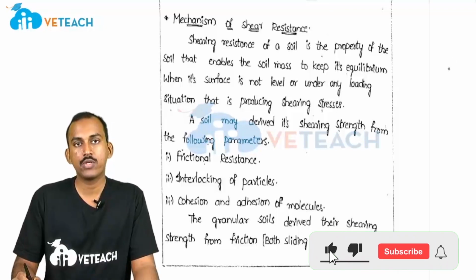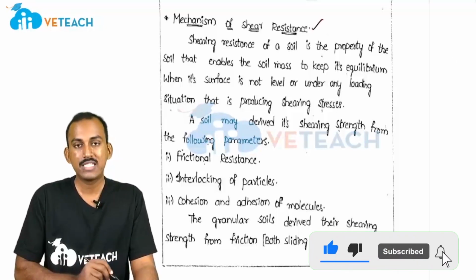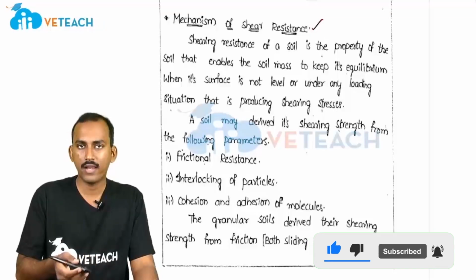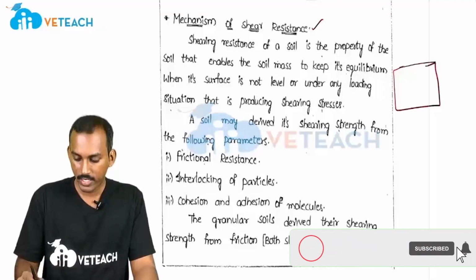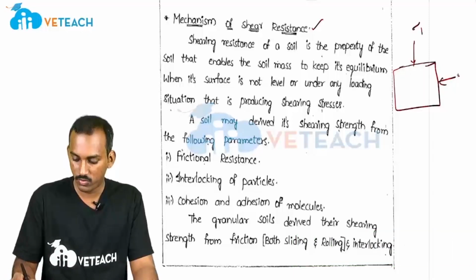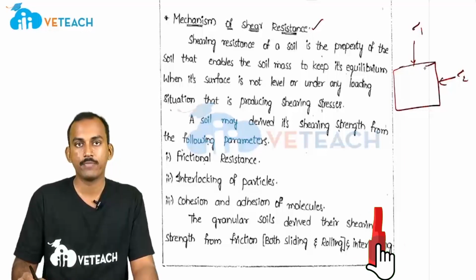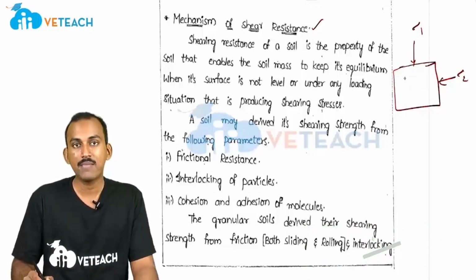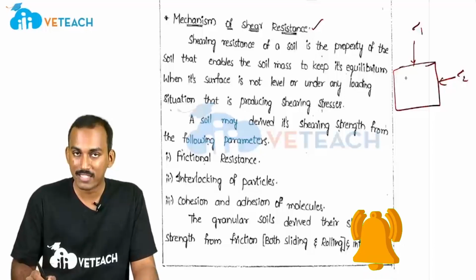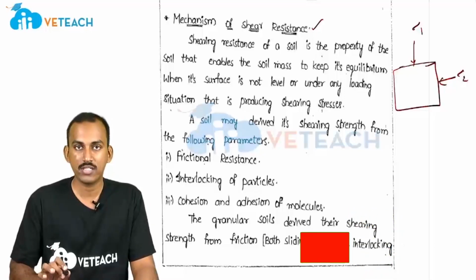So in today's class we are going to discuss the mechanism of shear resistance. In the last class we discussed how to calculate the shear stress. If you consider a rectangular block of soil, it is subjected to two principal stresses, sigma 1 and sigma 2. There is a failure plane. Over that failure plane, wherever the tau is maximum, that is the maximum shear stress, and that maximum shear stress is equal to the shear strength of the soil.